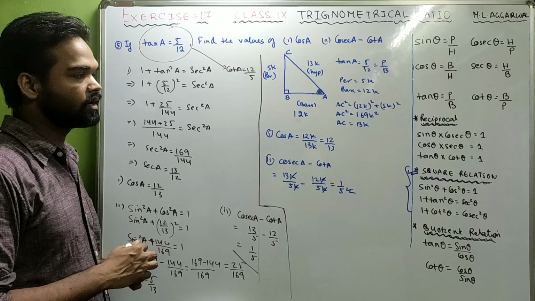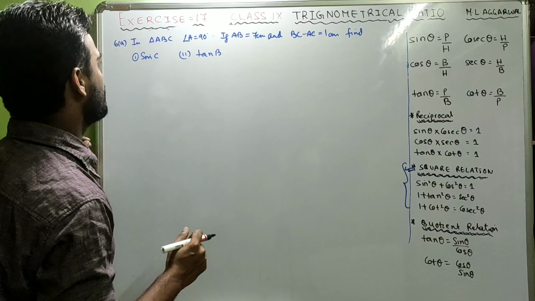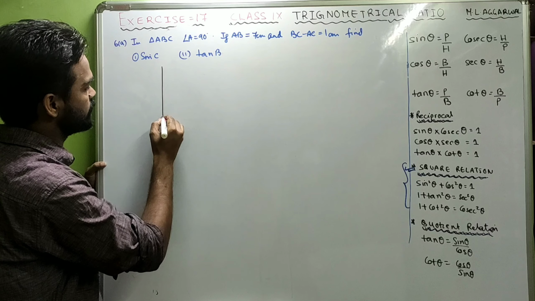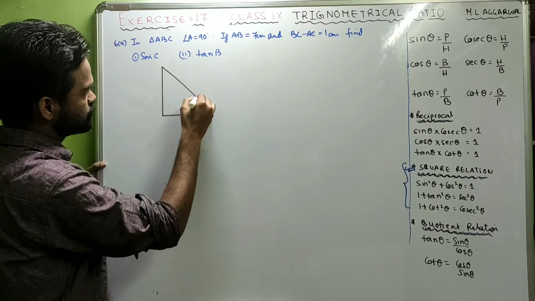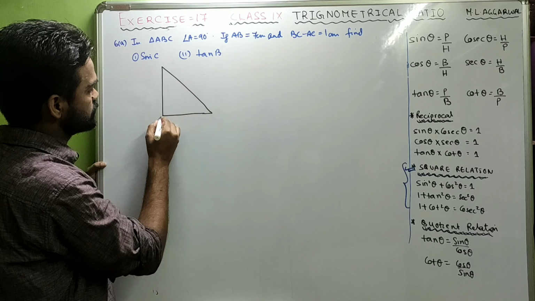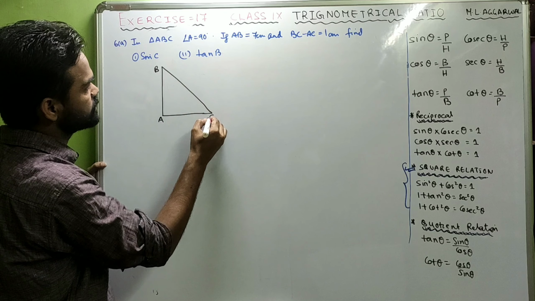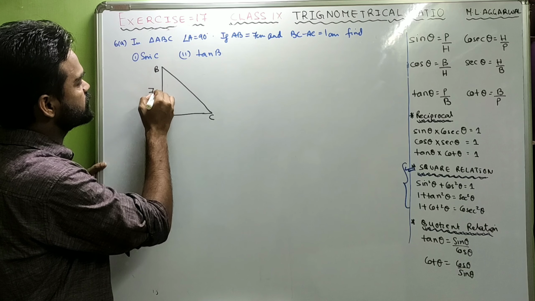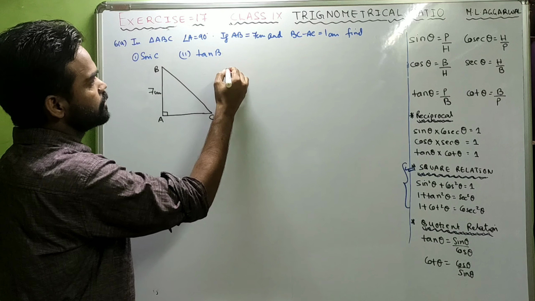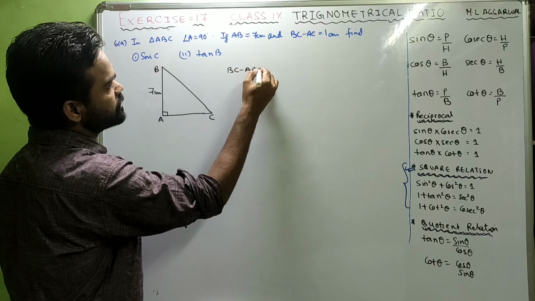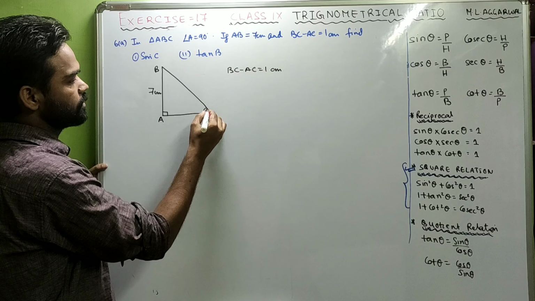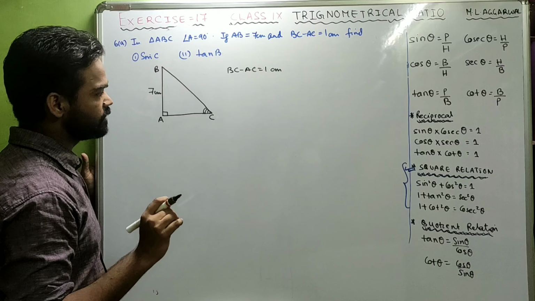Now let us do the next sum. Now look at 6 part A. In a triangle ABC, angle A is 90 degrees. So just draw the triangle, a right angle triangle. Suppose this is A, B, C. This is 90. If AB equals 7 centimeter, and they have given a relation, BC minus AC equals 1 centimeter. Find sine C and then tan B.